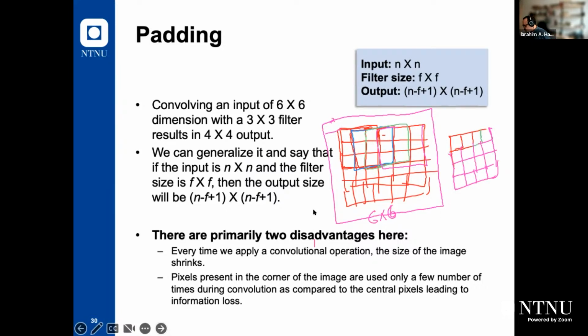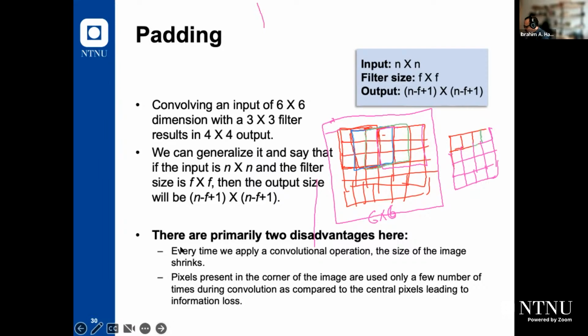So there are primarily 2 disadvantages here. Every time we apply this convolutional operation, the size of the image shrinks. Also, pixels at the corner of the image are used only a few times during the convolution as compared to the central pixels, leading to information loss. This is very, very important. So we have two disadvantages if we didn't use this zero padding.